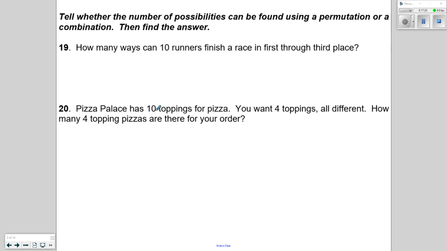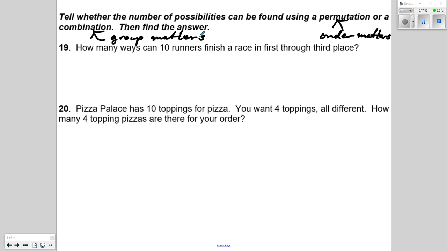It says, tell whether the number of possibilities can be found using a permutation or a combination. Remember, the key thing about this is for a permutation, order matters. For a combination, it's not the order that matters, it's the group that matters. So when we're talking about permutations, we're talking about different orders. When we're talking about combinations, we're talking about different groups.